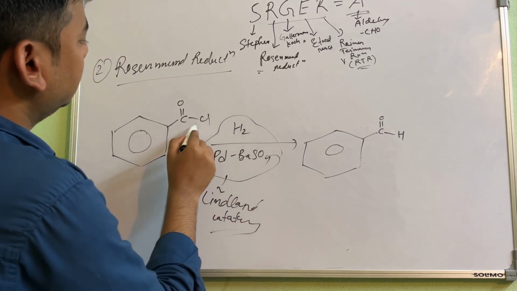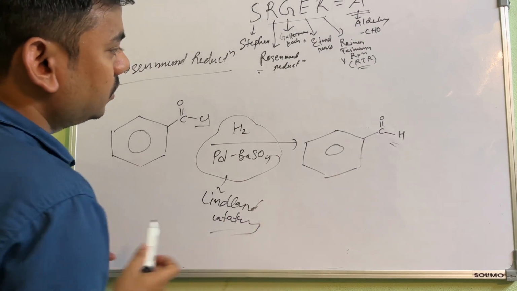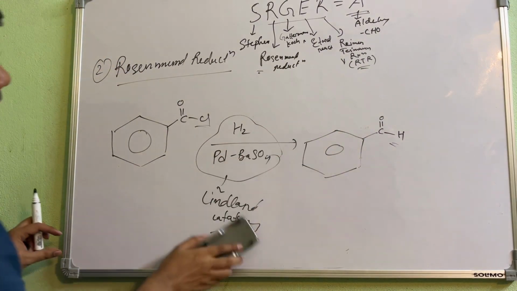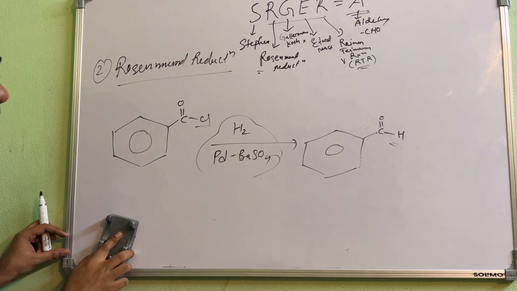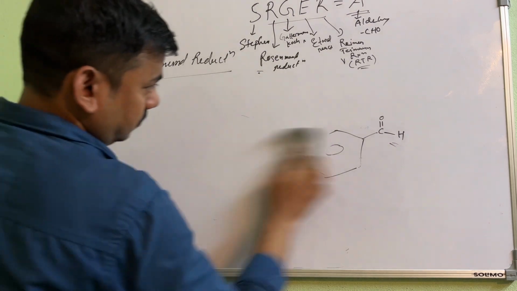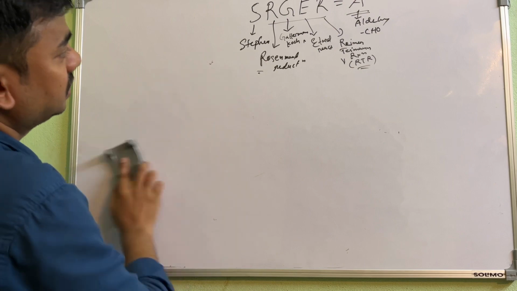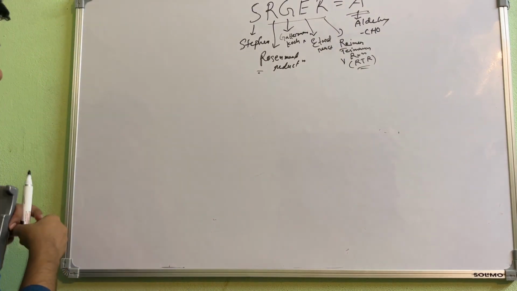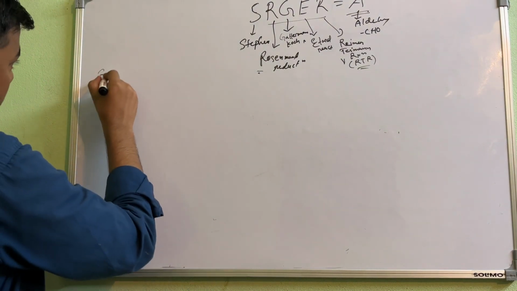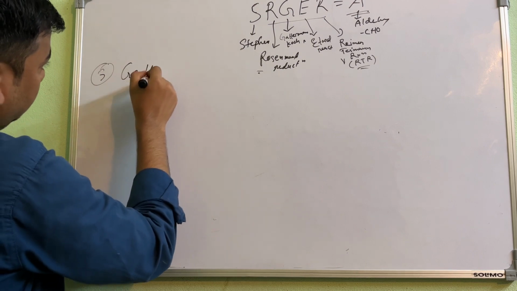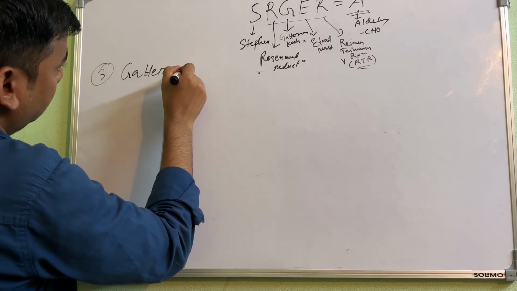Here simply this Cl is going to be replaced by hydrogen, so aldehyde formylation is going to happen. You can take a screenshot. Number 3, we are going to discuss Gattermann-Koch. This is also very easy and very important.